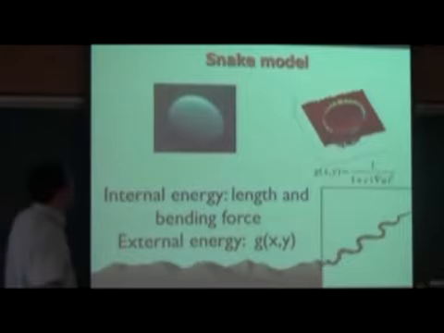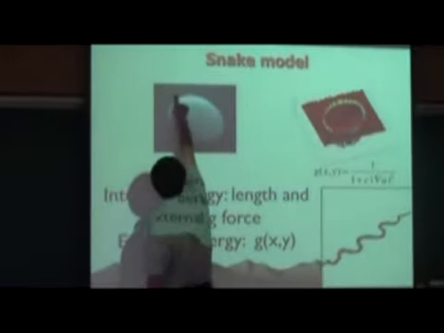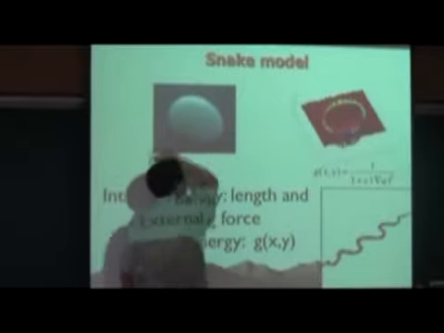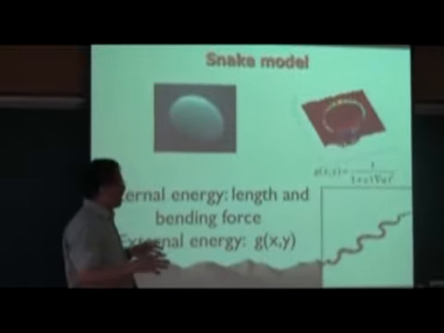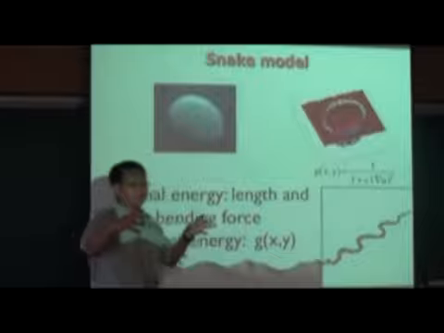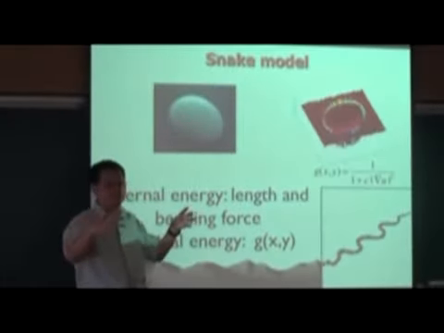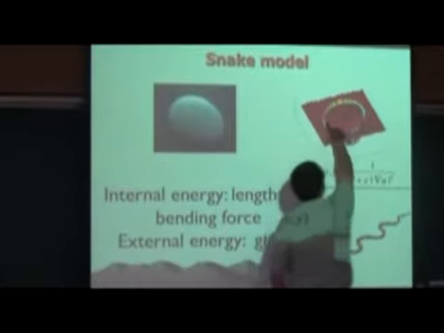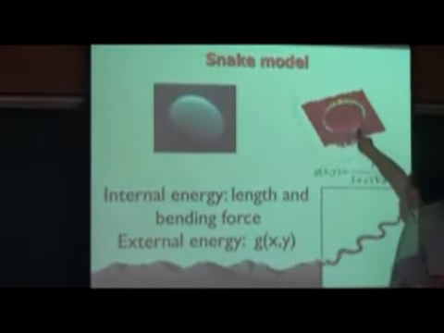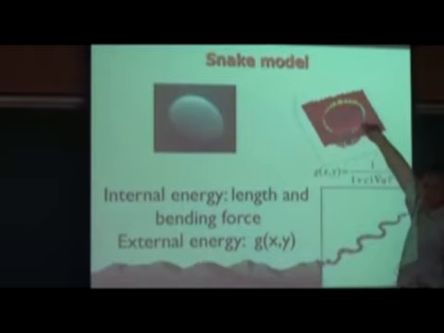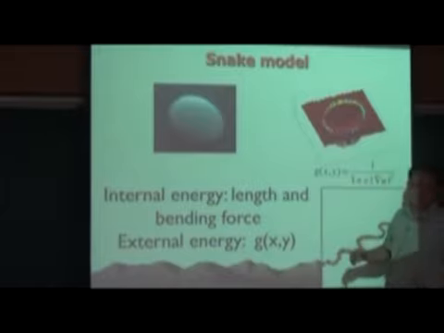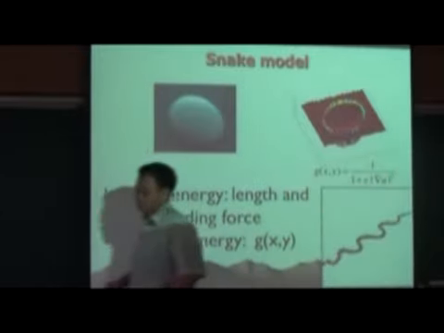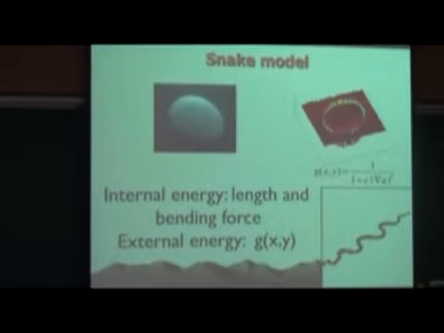For this image, if you start with a curve which is around this egg, the internal energy will shrink the length. So the curve will shrink. But once it shrinks and suddenly the curve gets here, it will fall into this edge valley. And then it cannot shrink anymore. So that's essentially the Snake model. That's one of the variational models.